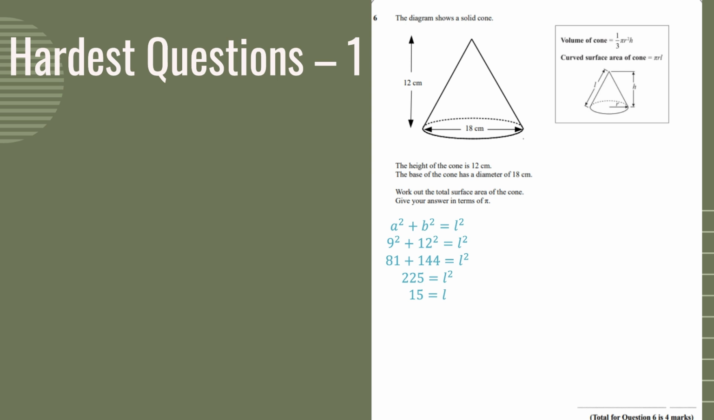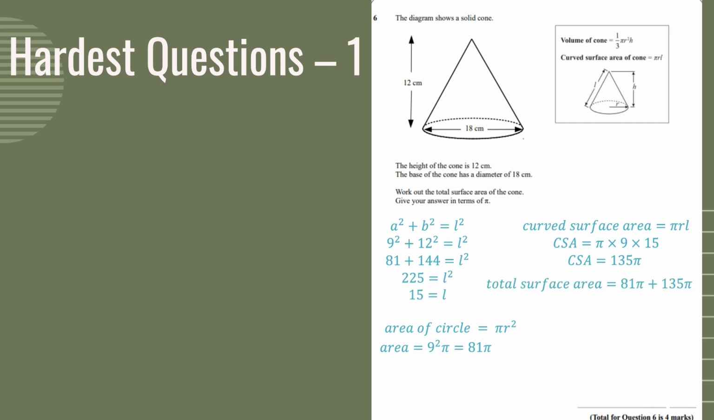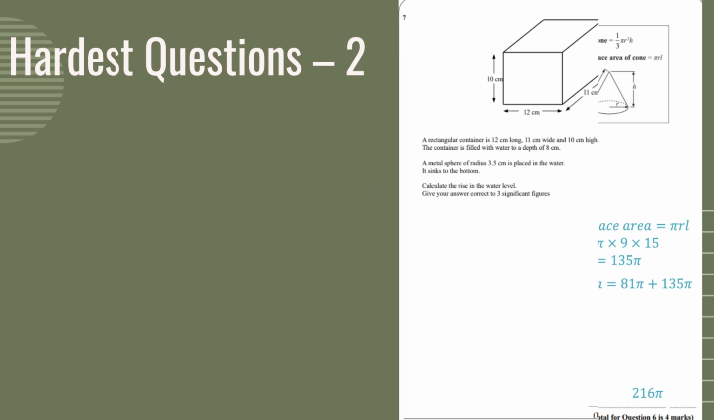Now, as we want the total surface area, we need to include the circle at the bottom. And we can quickly work that out because pi r squared, we can get it to 81 pi. Now we want the curved surface area of the cone, and that's pi times 9 times 15, which gets us to 135 pi. Then we do 81 pi plus 135 pi to get our total surface area. It gives us 216 pi, and that's our final answer in terms of pi.